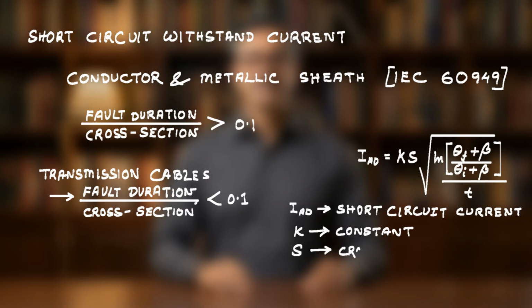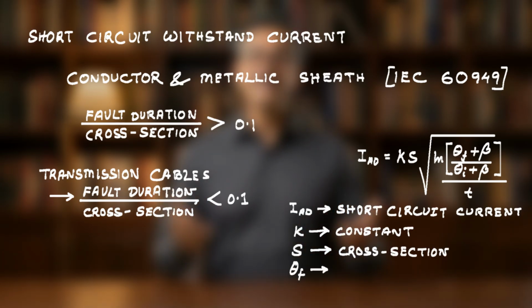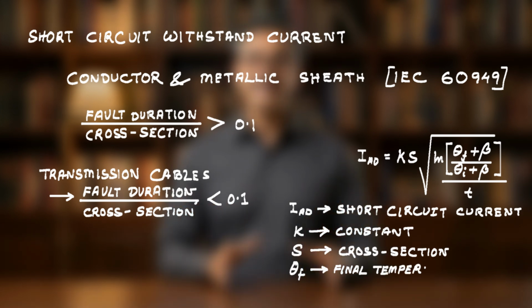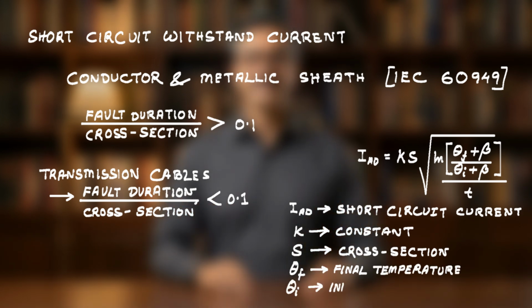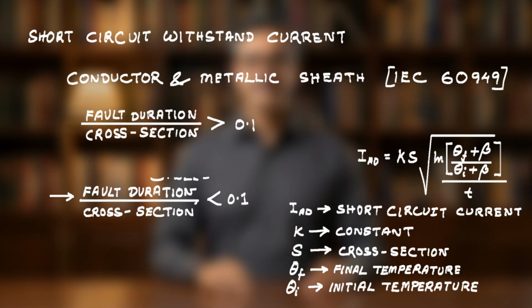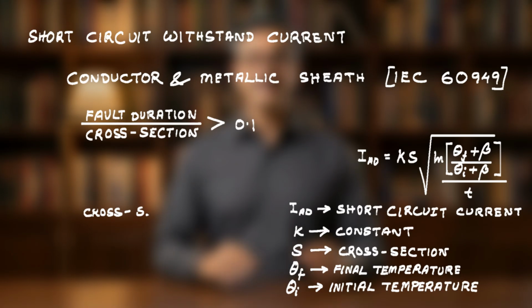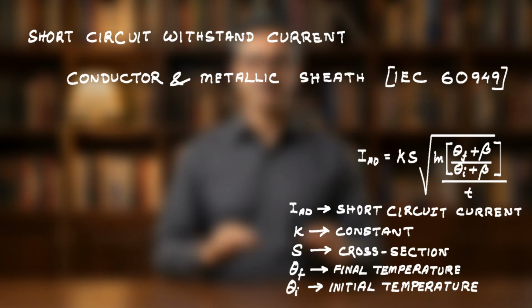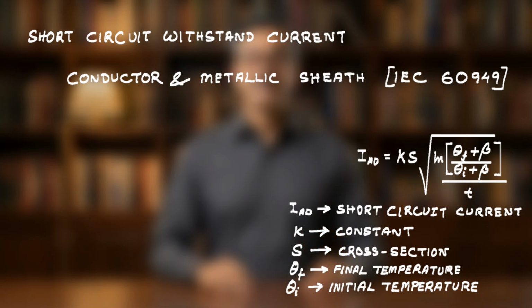S is the cross-sectional area of the conductor. Theta F is the final temperature in degree centigrade. Theta I is the initial temperature in degree centigrade. Now, final temperature means what will be the temperature of the conductor after the short circuit, and initial temperature means what was the temperature at the beginning of the short circuit.